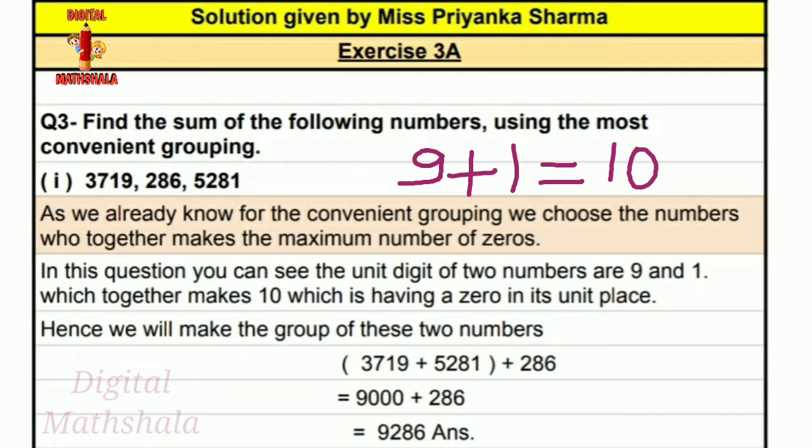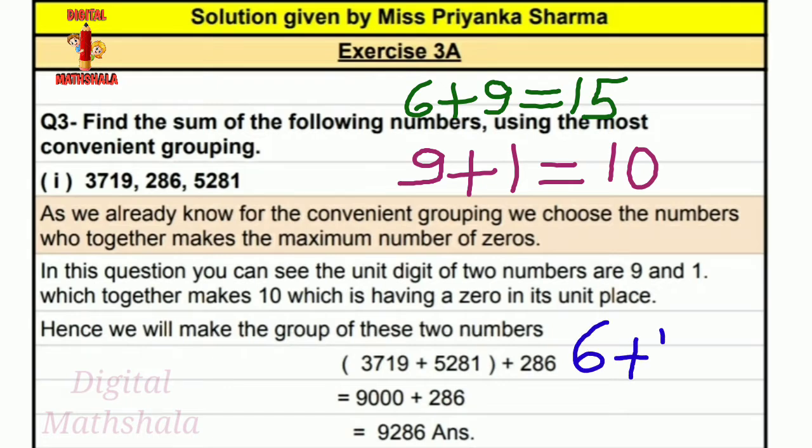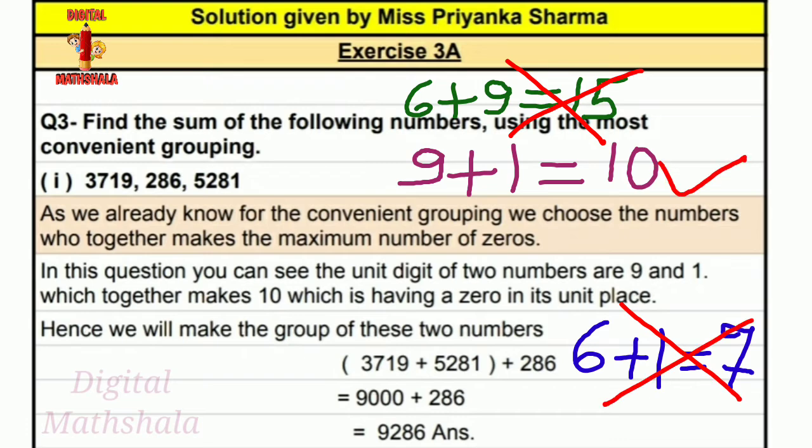But in place of this, if we choose 286, then 6 and 9, when we add, we will get 15, and the unit digit is 5. So it will not give any 0. And if we choose 286 with 5281, then the unit digits are 1 and 6. It will also not give any 0. It will give the unit digit 7. So obviously we will choose 3719 and 5281 for addition.